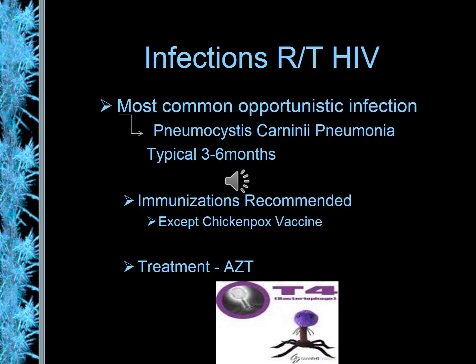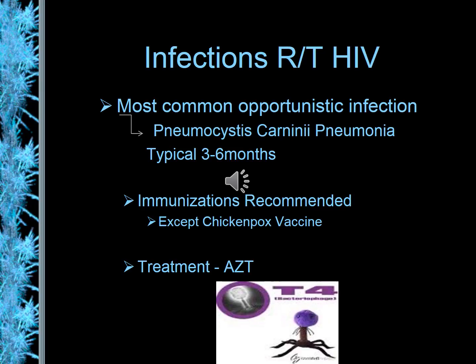So the most common opportunistic infection of children infected with HIV is Pneumocystis carinii pneumonia. So just like with adults, pneumonia is their biggest issue for a secondary infection, and it occurs most frequently between the ages of 3 and 6 months.